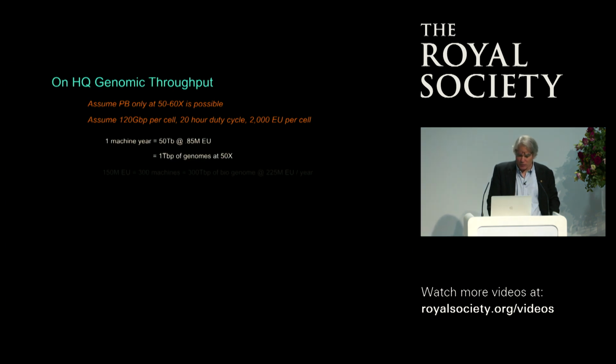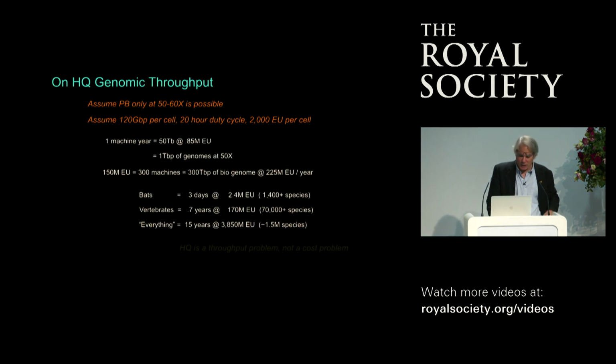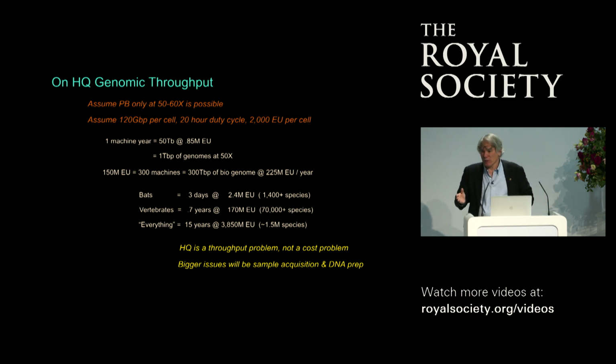I think I'll just go through this one very quickly. The point of the matter is I won't belabor this one because I want to get to the end and let you ask questions. But basically, money's not going to really be the problem. If I priced doing all 1.5 million known species with this technology, and making some very simple assumptions, it comes out to about 3.8 billion euros.